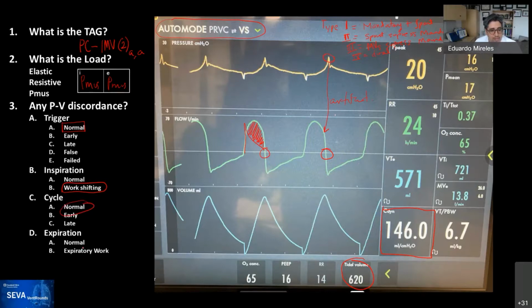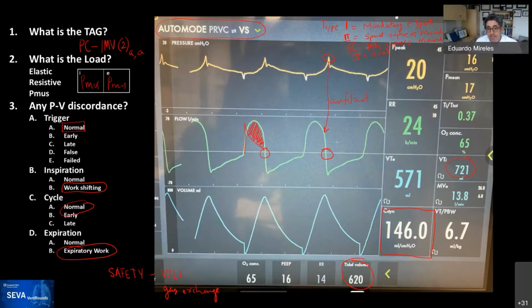And then finally, as we said, there is work of breathing at exhalation. So in this case, as you're walking by, I'm going to ask this question to the group. If your goal is safety, meaning you're trying to avoid ventilator-induced lung injury and you're trying to maintain your gas exchange, is this mode achieving the goal? I would say, the tidal volume right now is 721. It says here that it's 6.7 cc's per kilo.